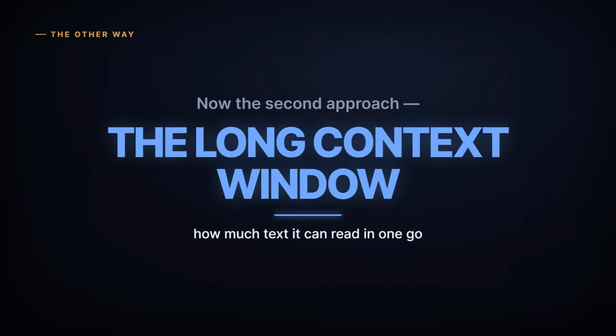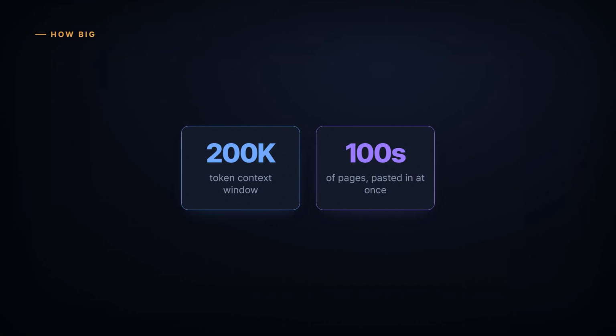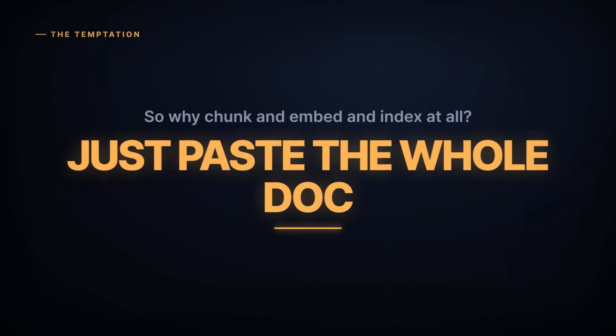It's called the long context window. The context window is just how much text you can show a model in a single go. Everything you type, everything you paste, plus its answer. And these windows have gotten enormous. 200,000 tokens. A token is very roughly about 3/4 of a word, so we're talking about hundreds of pages you can drop in at once.